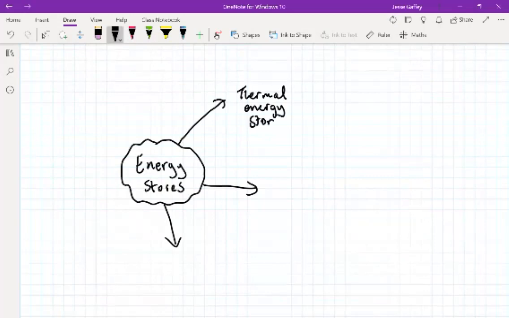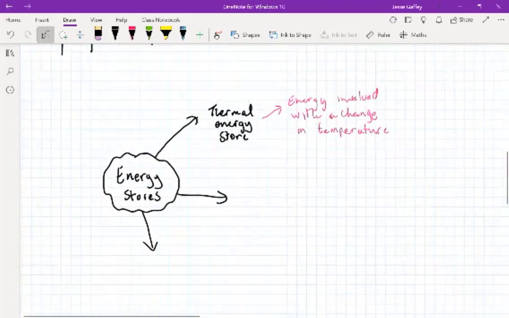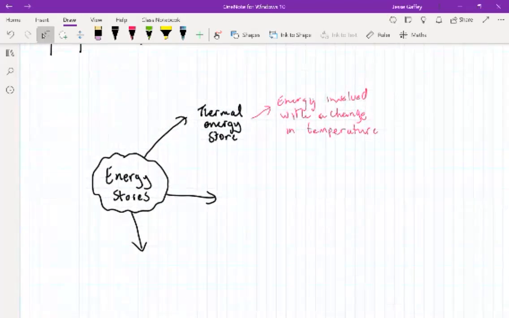What I want you to do is tell me what that is. It should start like this: energy involved with a change in temperature. So I want you to tell me the name of the store, and I want you to tell me what that means, what it is.